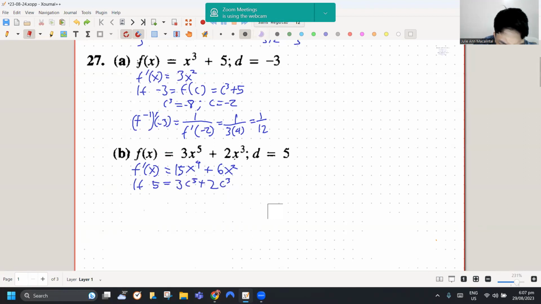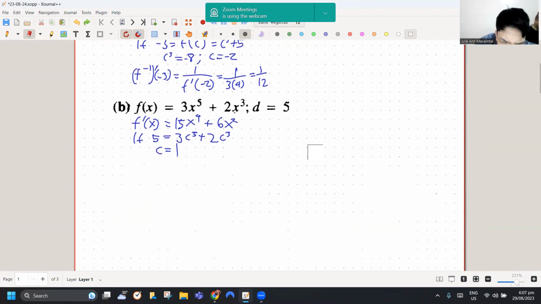So now we can solve for c by substituting c into x, where f of x is equal to 5, which is d. So c equals 1. Maybe if 5 was, let's say, 4, maybe that'll be a good example of Fermat's last theorem. But in this case, 5 is not a perfect square, so missed opportunity. So c equals 1.